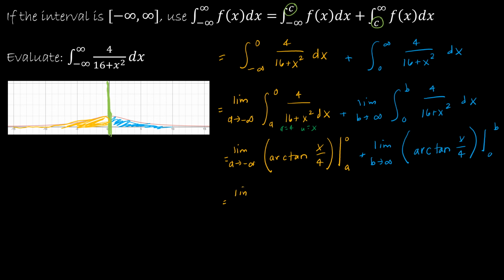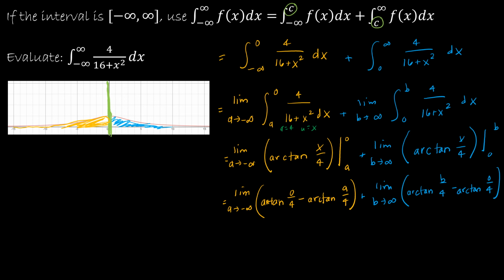So I have to keep writing the limit until I actually evaluate the limit. So the limit as a approaches negative infinity, and this is arctangent, or the inverse tangent, of 0 over 4 minus the inverse tangent of a over 4. And this is the limit as b approaches infinity of the arctangent of b over 4 minus the arctangent of 0 over 4. So essentially we're saying, what value of tangent gives us a value of 0? And that means the arctangent of 0 over 4 is 0 on both of those instances.